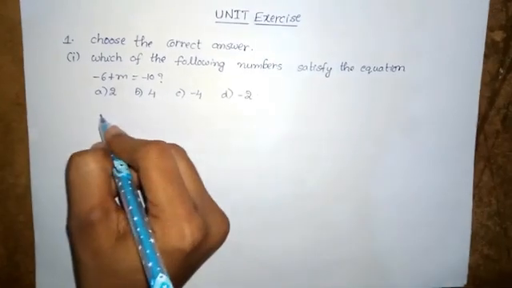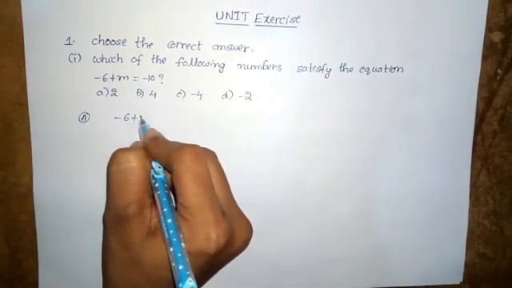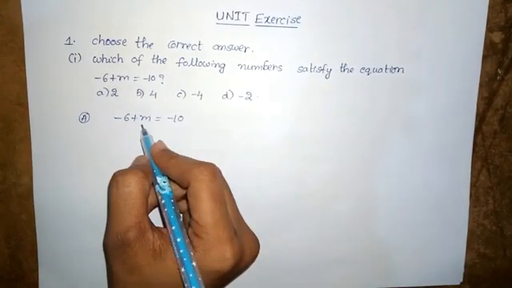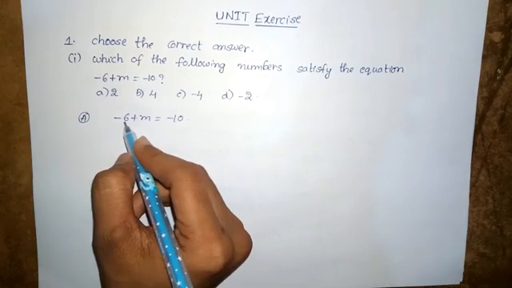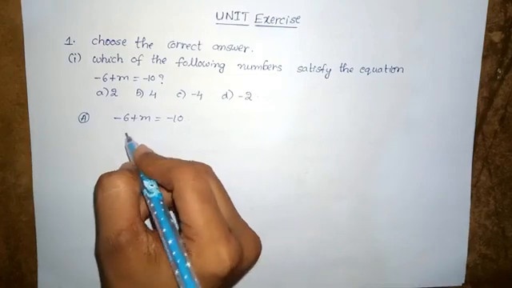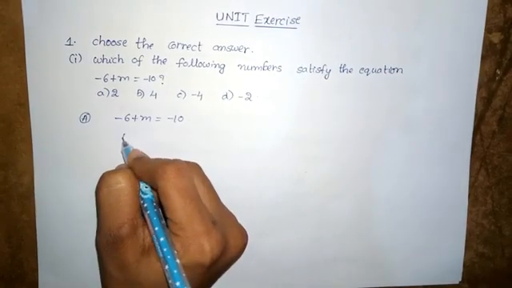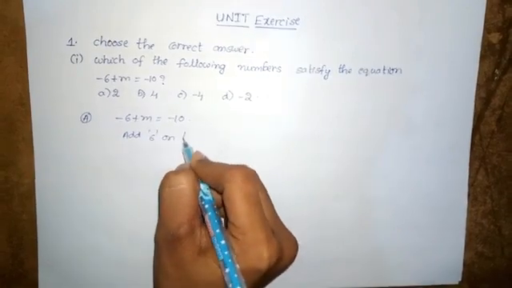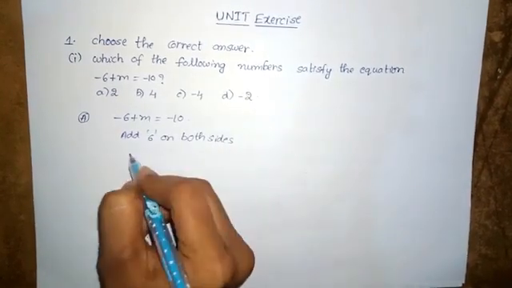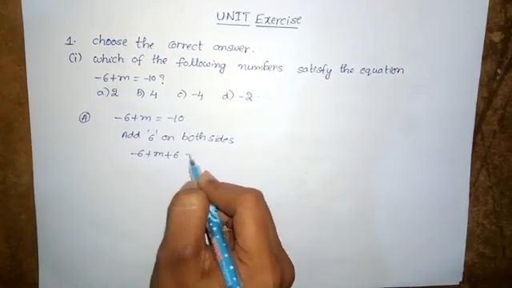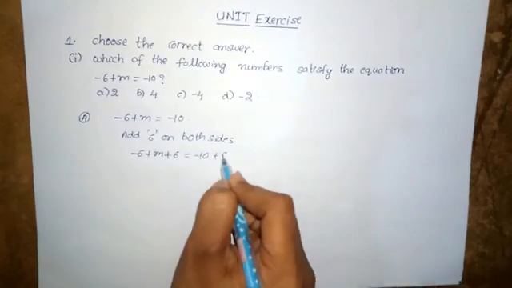So given simple equation -6 + m = -10. In this simple equation, find the value of m. So remove the remaining terms. First remove -6 by adding 6 on both sides. Add 6 on both sides. So -6 + m + 6 = -10 + 6.